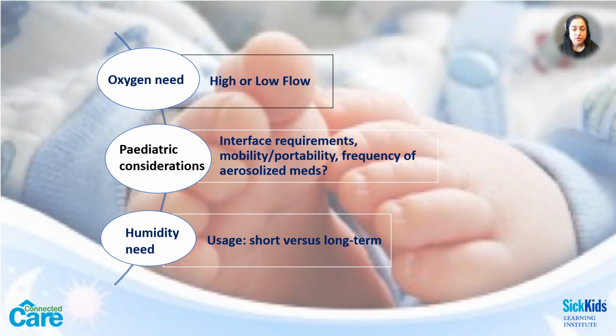How to choose your oxygen system. There are many aspects of oxygen therapy that might influence what you choose. Often there might be one key reason from this list why you choose a particular setup. For example, you might have a patient who constantly pulls off their nasal prongs, so you might have to think of a mask instead. You will also have to decide on a high or low flow setup. And in pediatrics, also consider the child's interface requirements, mobility needs, and/or how often they get aerosolized medications. Finally, consider if the child requires short versus long-term humidity, and these options will all be reviewed in the upcoming slides.